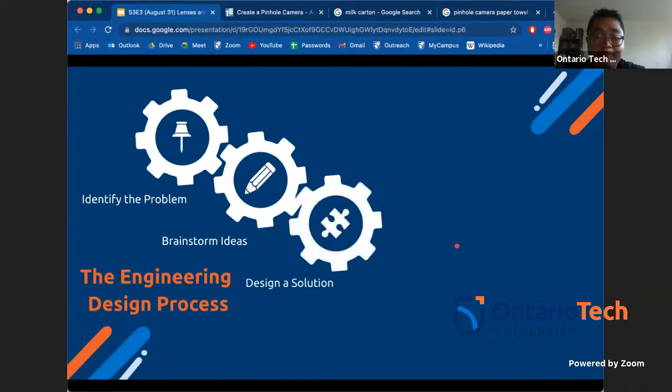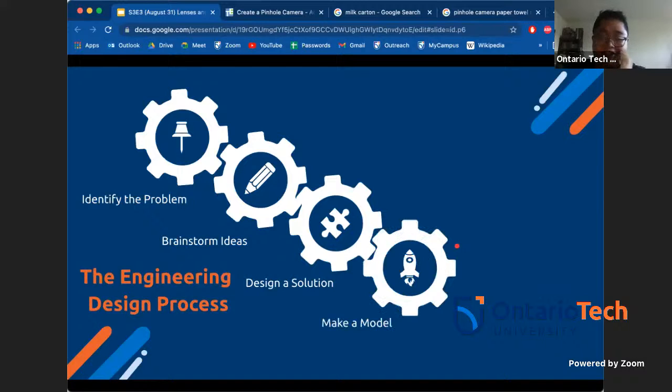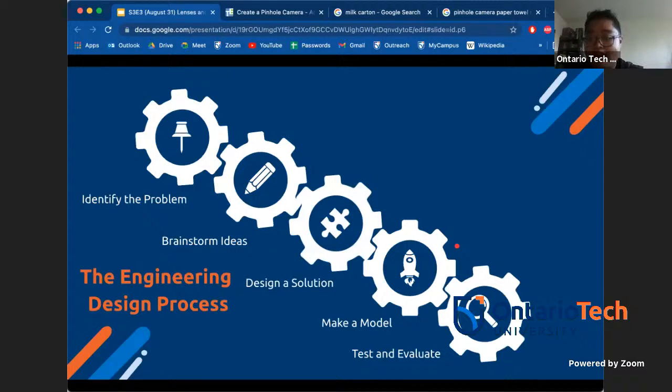Next, we have designing a solution. So coming up with and making that solution a bit better, trying to get a good concrete idea of what we want to create. And as Jason suggested, we want to create that model. So start prototyping it, start building a model of what our design should look like. And at the end, we want to test and evaluate it, as we want to make sure that this product works.